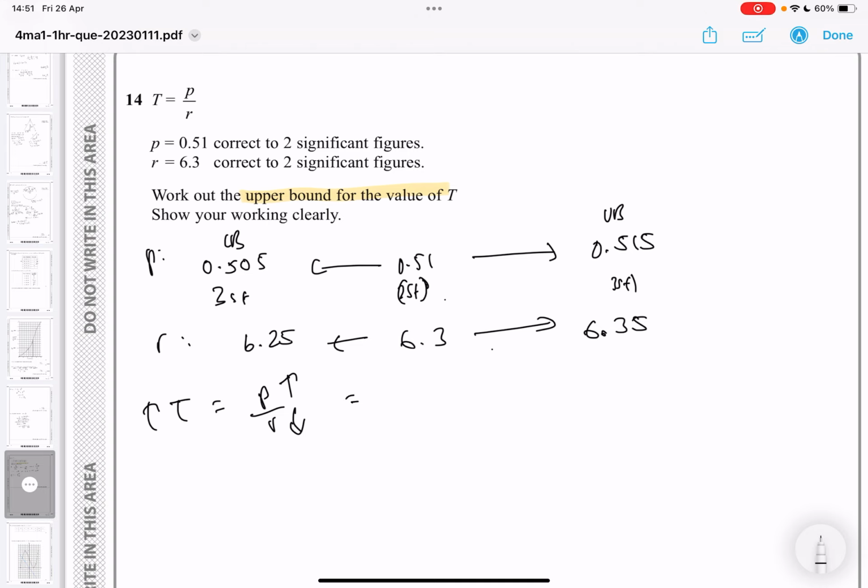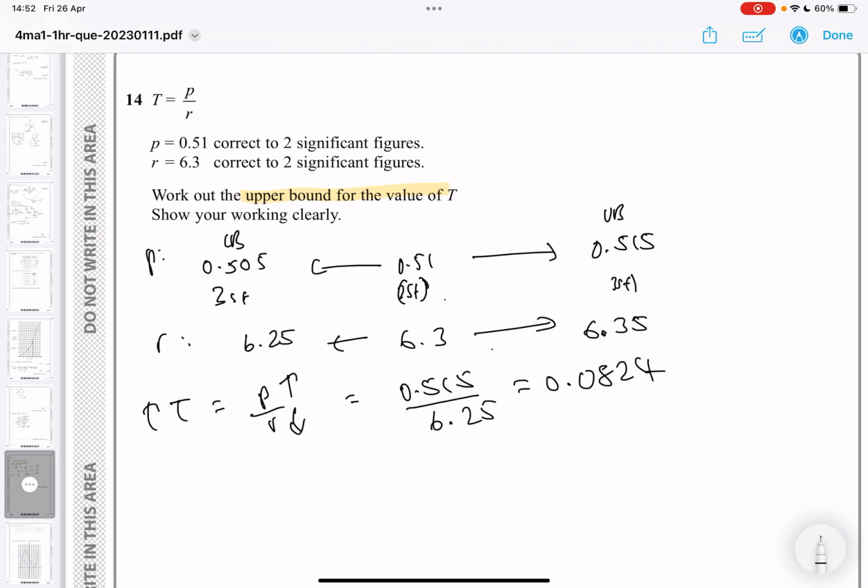So the largest value you can get for P, which is the upper bound, is 0.515. Divide that by the lower bound of R, which is 6.25. And if you do that, you should get an answer of 0.0824. Okay, so that's the upper bound for the value of T.